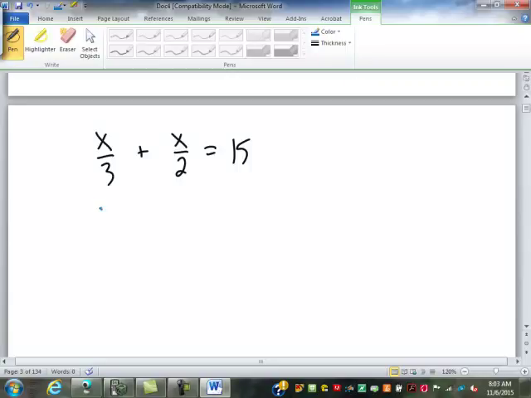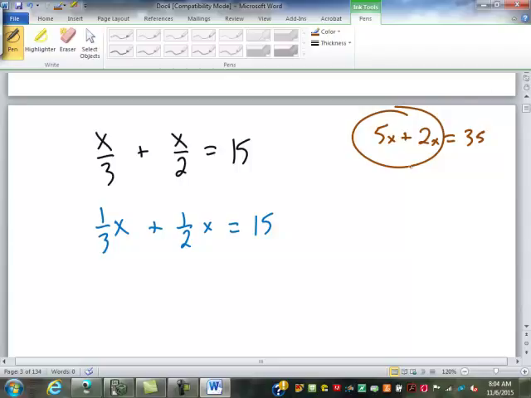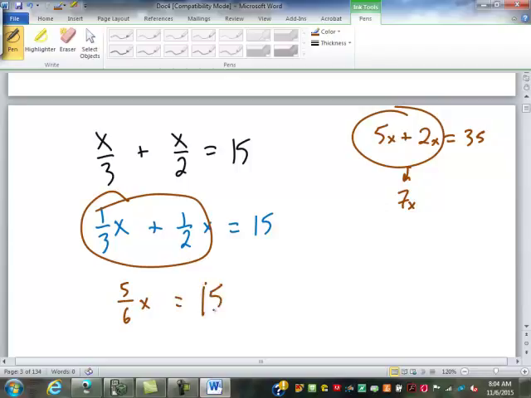X over 3 can be thought of as just 1/3 x, because 1/3 times x is going to be x over 3. X over 2 then, of course, can be thought of as 1/2 times x. So now this kind of takes on the same appearance as if we had 5x plus 2x equals 35. What'd you do with the 5x and the 2x? Combine and make 7x. What are we going to do with 1/3 x and 1/2 x? Combine them. 1/3 plus 1/2 is 5/6 x. Right?